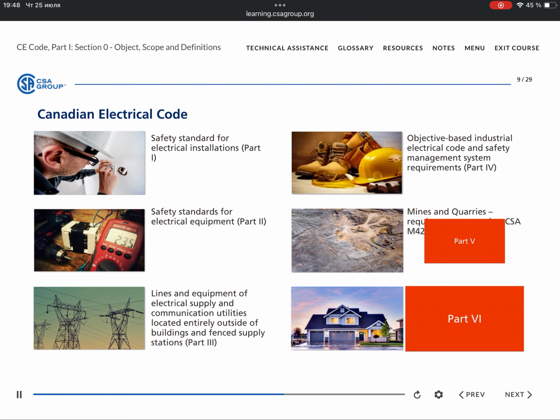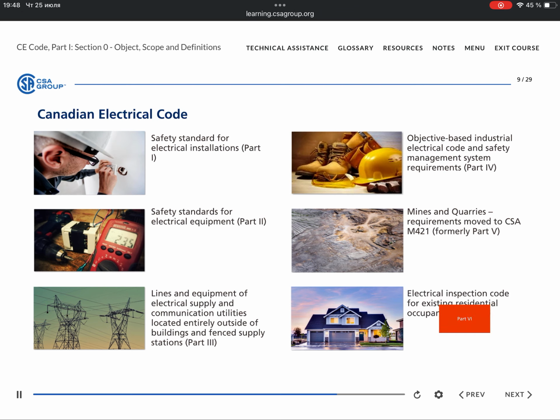maintenance. Part 5 of the Canadian Electrical Code, which covered electrical installations in mines and quarries, was moved to CSA Standard M421, Use of Electricity in Mines. Electrical installations in mines and quarries are intended to move with the operation and are not fixed in position like installations in Part 1. Part 6 of the Canadian Electrical Code is the Electrical Inspection Code for existing residential occupancies.